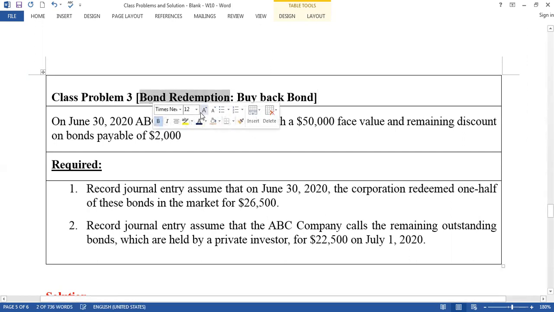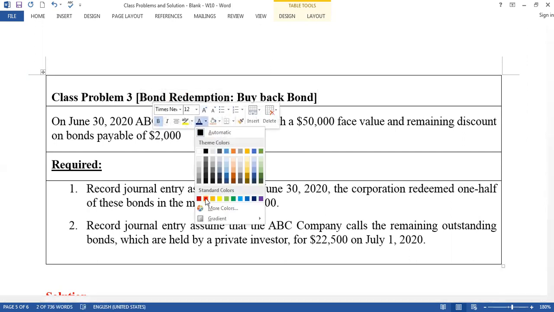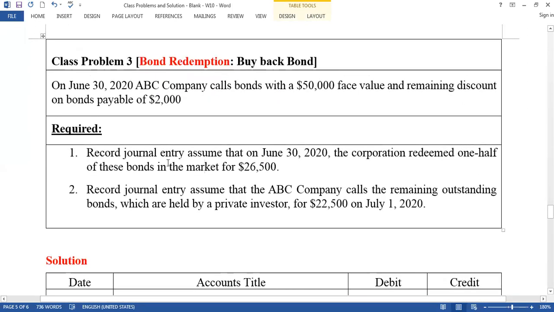Buyback bond. Now let's read the question.